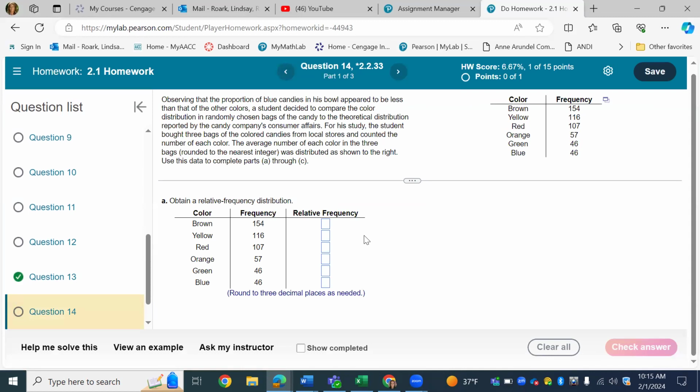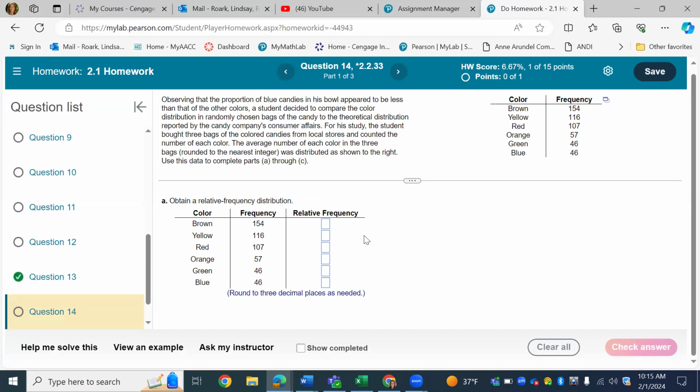Okay, so I just wanted to give you a few options of things you could try if the data is already added up for you and you're asked to make a relative frequency. So for instance, just quickly looking at question number 14, very similar, okay? Instead, they have talking about the color candies, and there's a frequency of each.